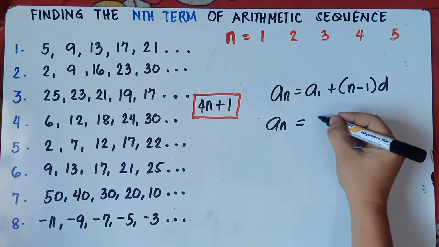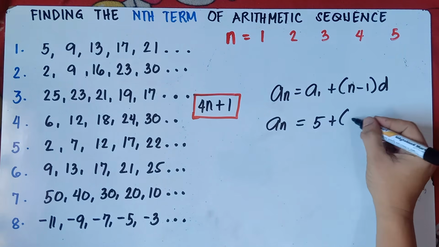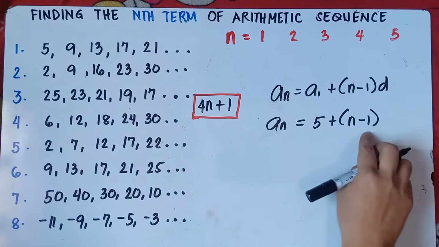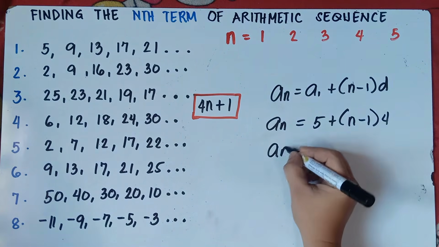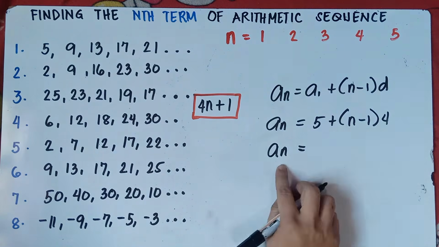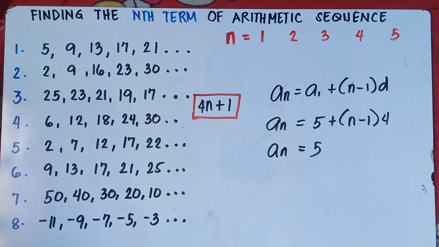So 5 plus n minus 1, and the common difference is 4. We checked that a while ago, 4. So a sub n, the equation, we are told to find this equation. 5, then distribute this one, class.